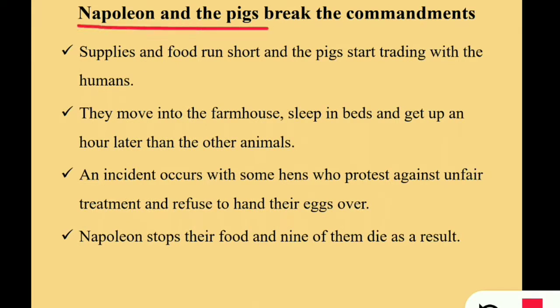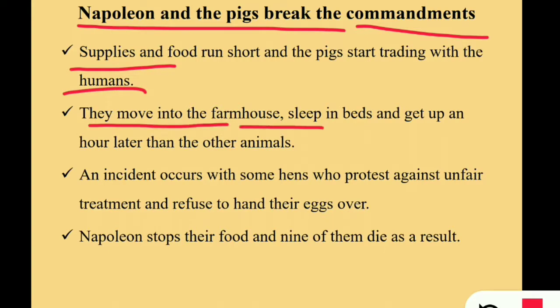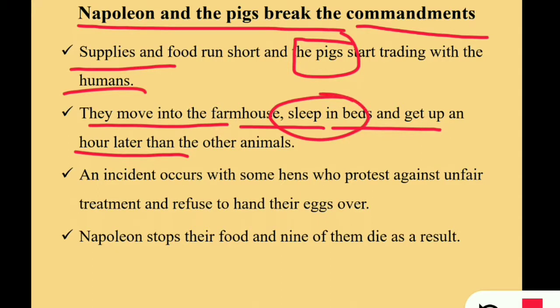Napoleon and the pigs break the commandments. Supplies and food run short and the pigs start trading with the humans. They move into the farmhouse, sleep in the beds and get up an hour later than the other animals. So here the pigs started taking advantage. They slept till late and they started trading with the humans as well.